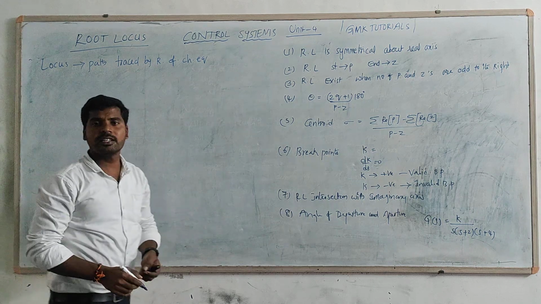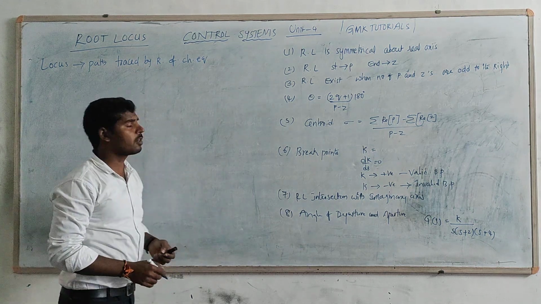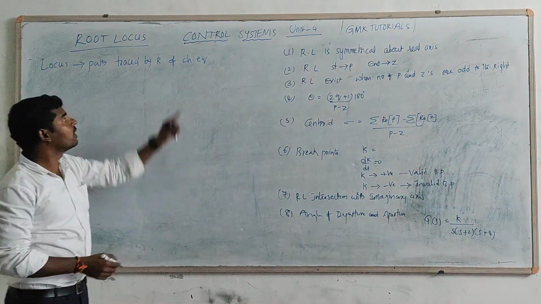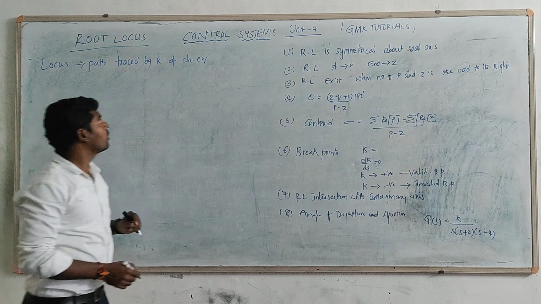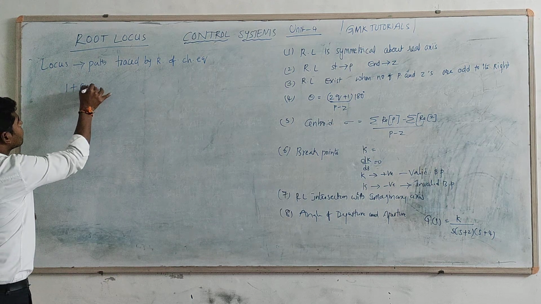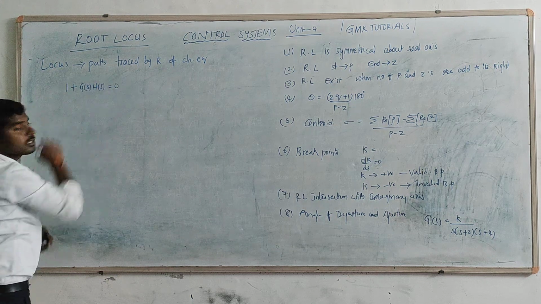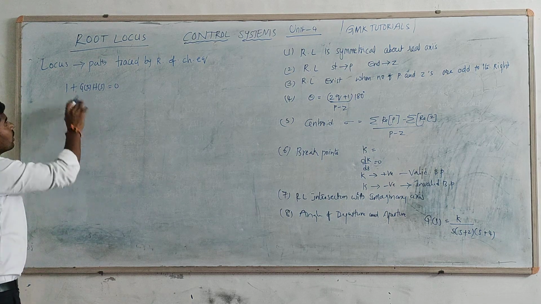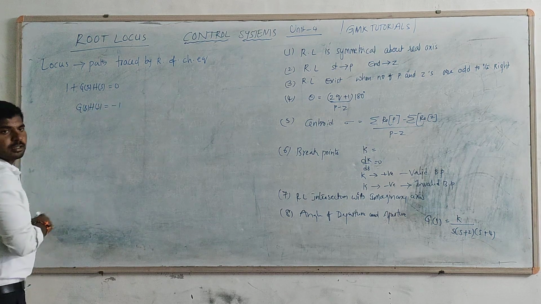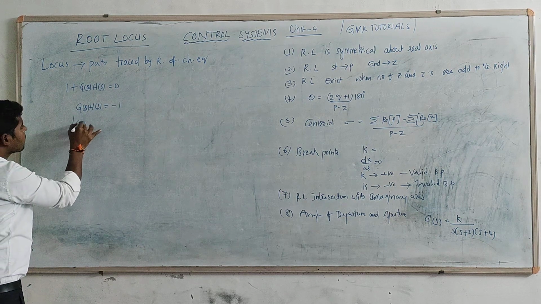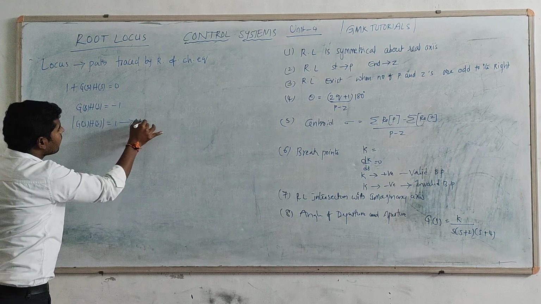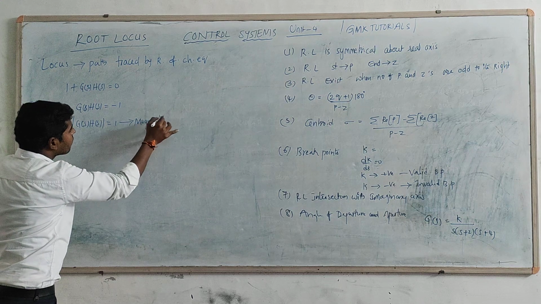So what is meant by CH equation? Already that is discussed in the last couple of videos. CH equation means the denominator of the transfer function represents the CH equation. If we want to see the CH equation, generally 1 plus G(s)H(s) is equal to 0. This is a generalized CH equation. So in this CH equation, G(s)H(s) is equal to -1. The magnitude of G(s)H(s) is equal to 1. This is generally called as a magnitude condition.